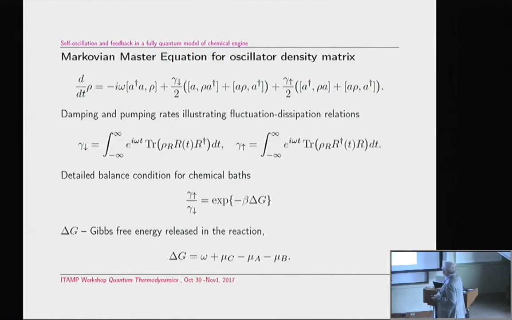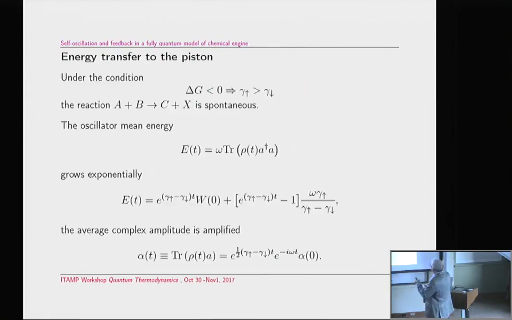So the sign of this delta G determines whether pumping dominates over damping, and we have some, say, explosion of the energy transferred to the oscillator, or we have damping and nothing interesting happens. Okay, so under the condition of negative Gibbs energy, we interpret this that the reaction is spontaneous, and then pumping is higher than damping.